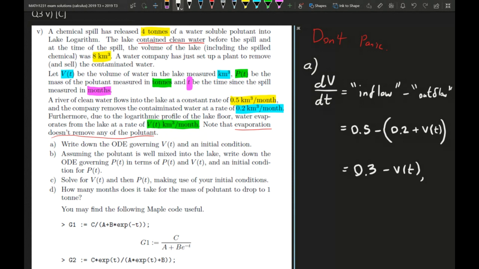We need an initial condition. Well, the amount of water was initially 8 kilometers cubed, and T is measuring time since the spill. So we're saying that V of naught, the volume at the initial time, 0 months since the spill, is just 8, saying 8 kilometers cubed. So I don't know if I would necessarily write more there, but I think that is enough for part A.